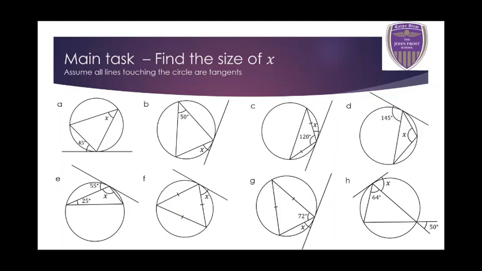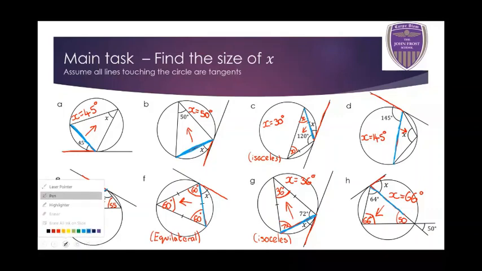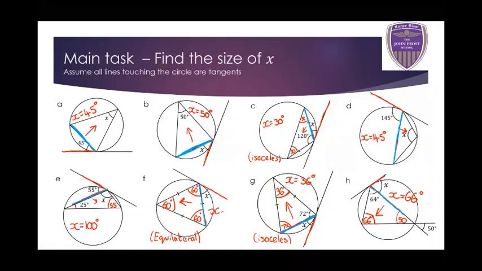Okay, so here are the answers. Very well done if you got them right. Oh, I think, sorry, for question F, x is 60. I forgot to label that. X is 60 because it is an equilateral triangle, okay? So x has to be 60.